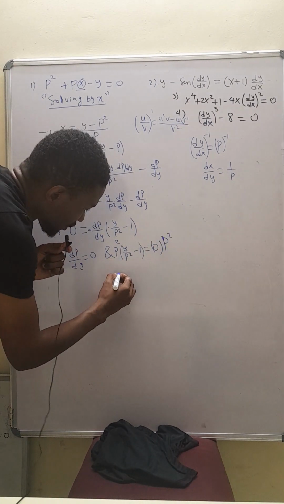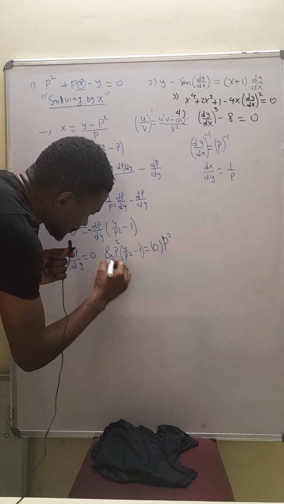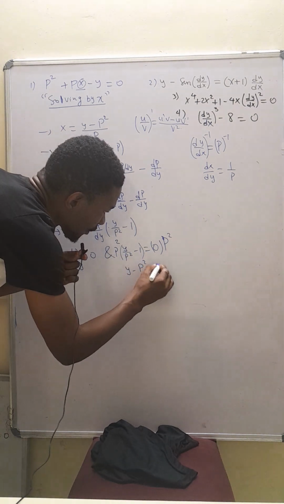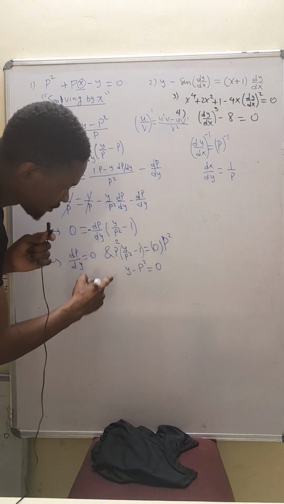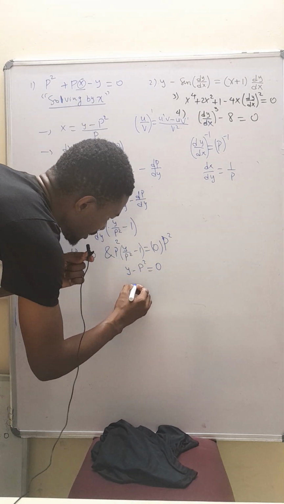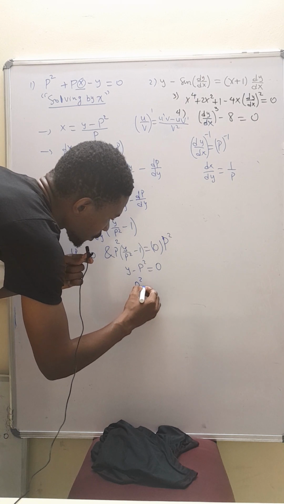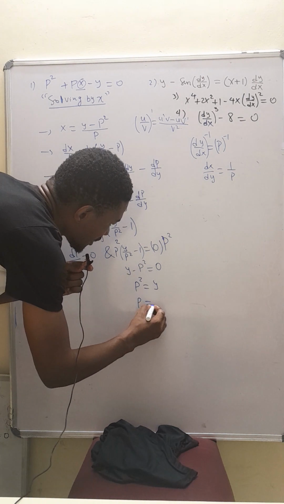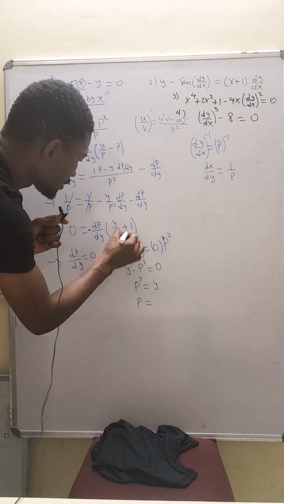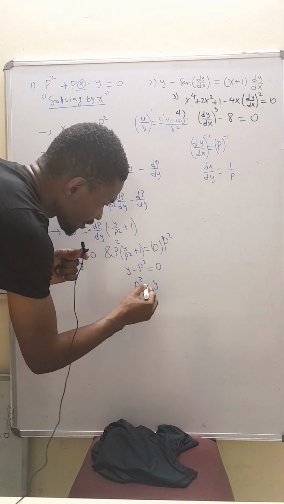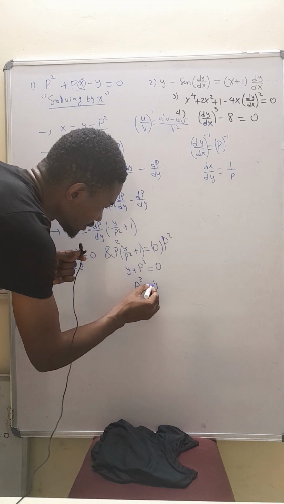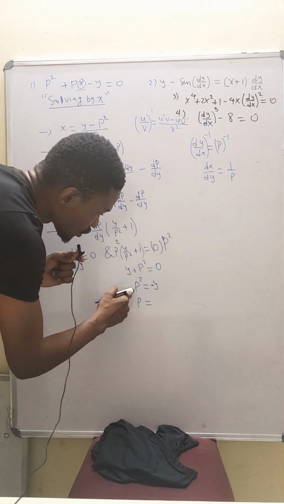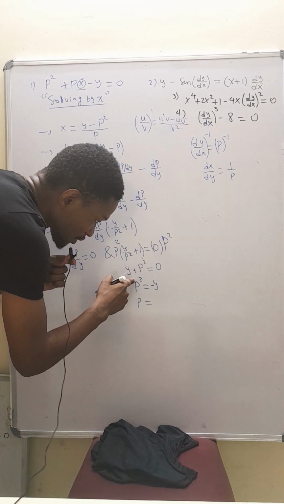What will you get here? You get something like this: y minus p squared equal to 0, just multiplying this one, 0. So it means that p squared will be equal to y. So what does it mean? It means that p is equal to plus or minus the square root of y. Here it is plus. This is negative. Here it means that p squared is equal to minus y.